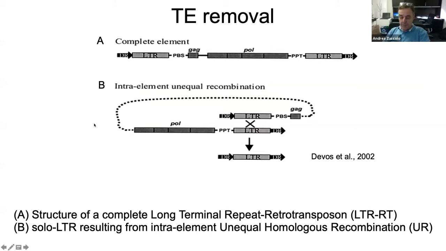The host genome can counteract the amplification of these, trying to remove them. There are different mechanisms to do that. One of the most effective is unequal recombination. Very, very briefly, here I present the canonical structure of a long terminal repeat retroelement. These two regions, called LTRs, are identical or highly similar when the element inserts, and they can trigger a recombination, during which one of the two is removed, as well as all the intervening region between the two, leaving behind a so-called solo LTR.